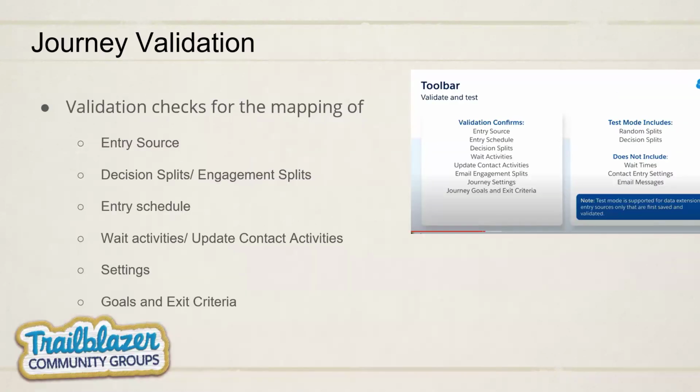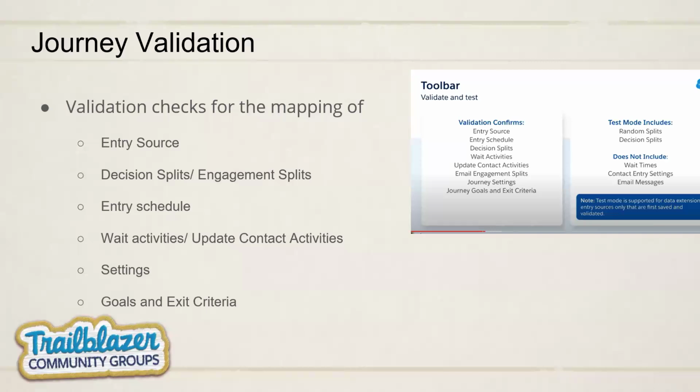Once we click on this, Journey Builder has a specific set of places where it checks. It checks the entry sources, the decision splits, whether it is all configured properly, and also whether the attributes referenced are available or not, are they updatable or not, engagement splits, are they configured properly or not, the entry schedule, is this set up correctly, and the evaluation, the update contacts or the wait activities, the settings, the goals and exit criteria.